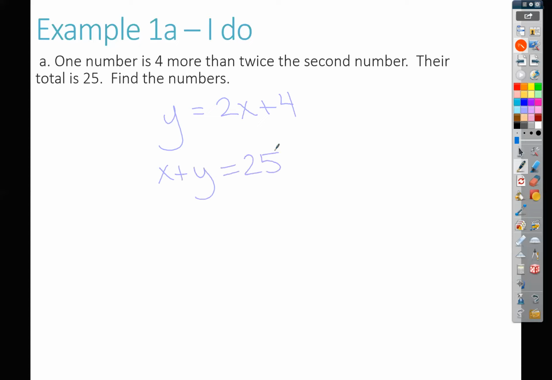Find the numbers. So what you can do is you can use substitution and say, all right, if y equals 2x plus 4, I can substitute that in here, and I would have x plus 2x plus 4 equals 25. And then we end up at the same place that we did to begin with. So you can either set it up as a system or as one equation from the very beginning.